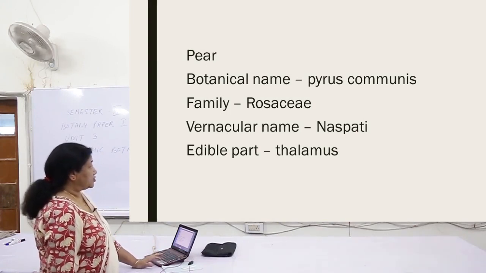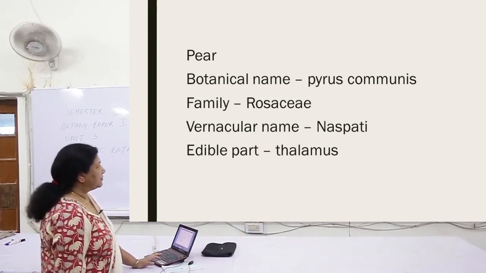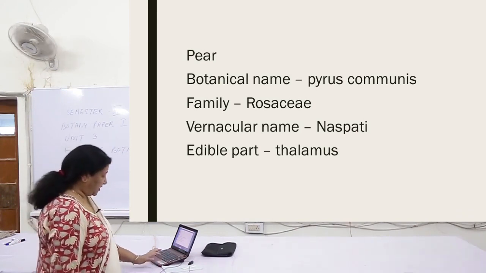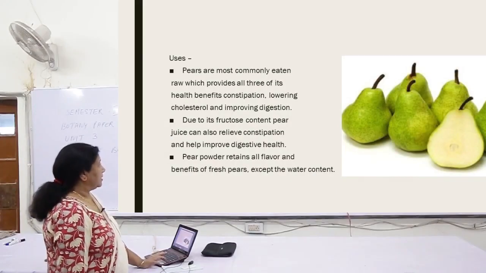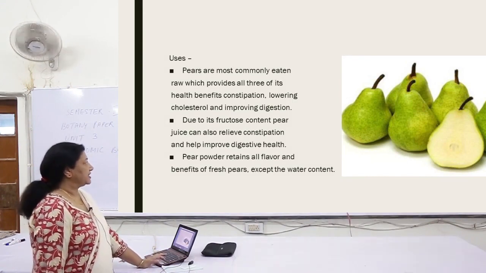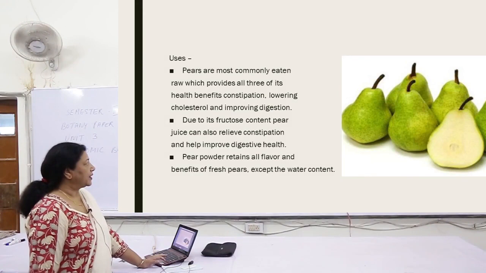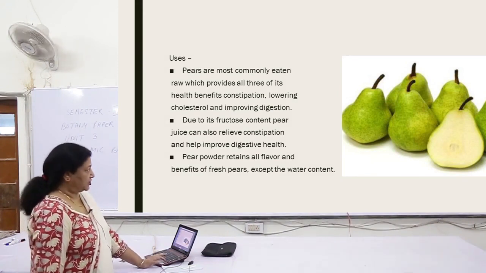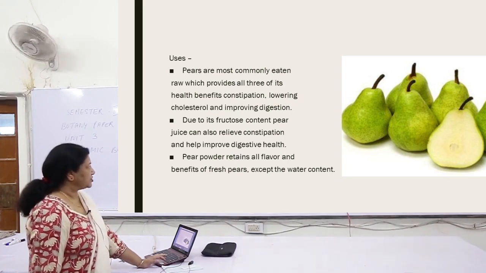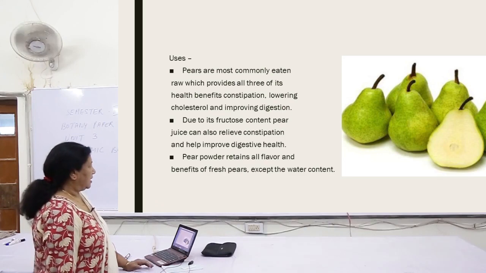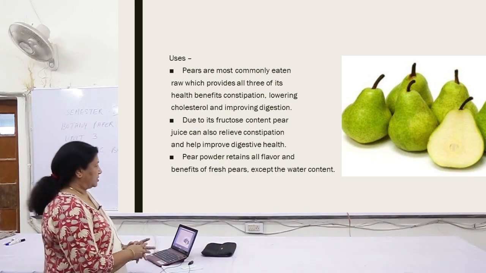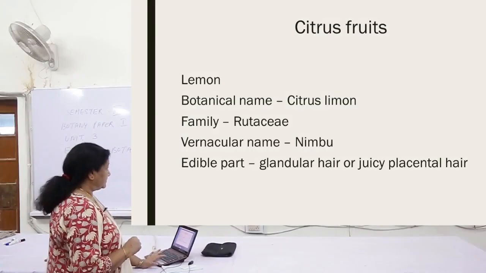Then there is the pear, known as nashpati, botanical name Pyrus communis, family again Rosaceae, vernacular name nashpati, and edible part again over here is the thalamus. Pears are most commonly eaten raw, which provides all 3 of its health benefits, that is relieving constipation, lowering the cholesterol and improving digestion. Due to its fructose content, pear juice can also relieve constipation and help improve digestive health. Pear powder retains all the flavor and benefits of fresh pears except the water content.